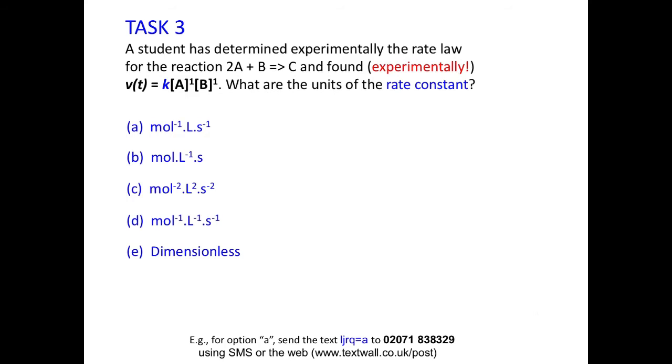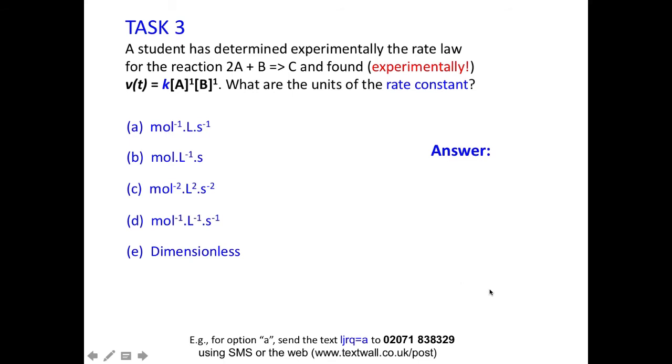So a student has determined experimentally the rate law for the reaction 2A plus B gives C, and found experimentally, as always, Vt equals k multiplied by the concentration of A to the power of 1 multiplied by the concentration of B to the power of 1. So what are the units of the rate constant in this case? We have many options, and you can solve this now, and you can pause the video. When you solve this, you just play again to see the answer.